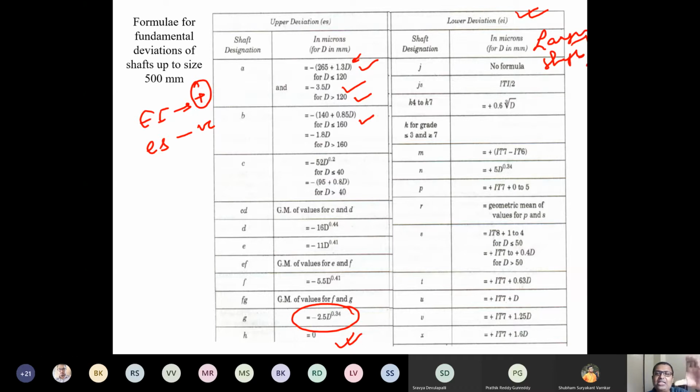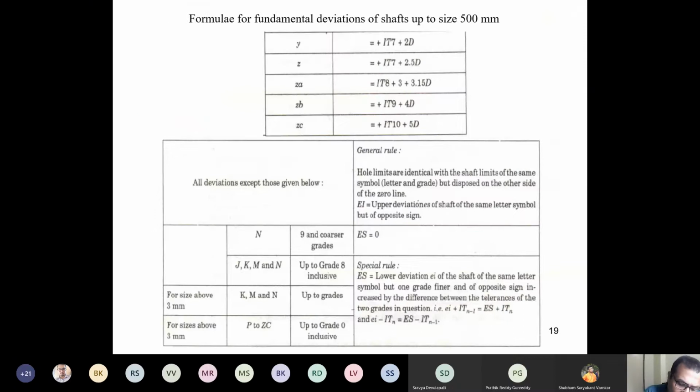The shaft dimensions increase, so it's higher than 0. So its lower deviation is above the zero line. Okay, so this is what these numbers basically mean. And you look at the formula, and there are a lot of exceptions here. If you look at it, for N, ES is equal to 0 for grade 9 or coarser. And if you see P to ZC for size 3 millimeter and above, you have a different formula.